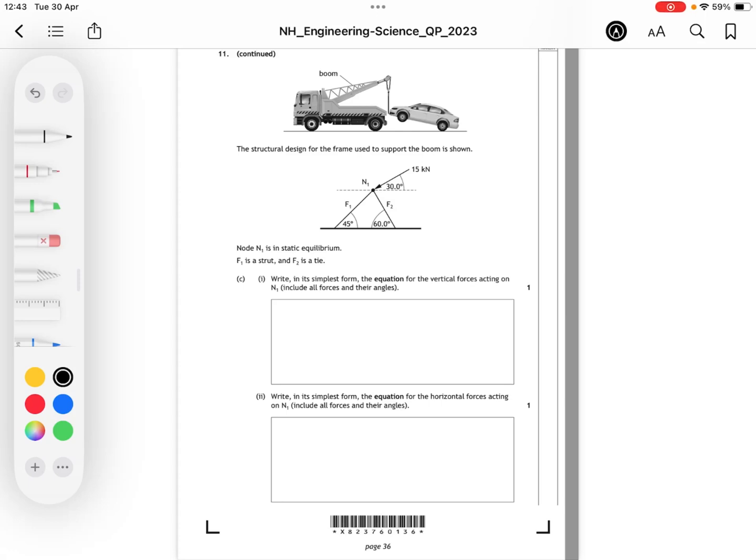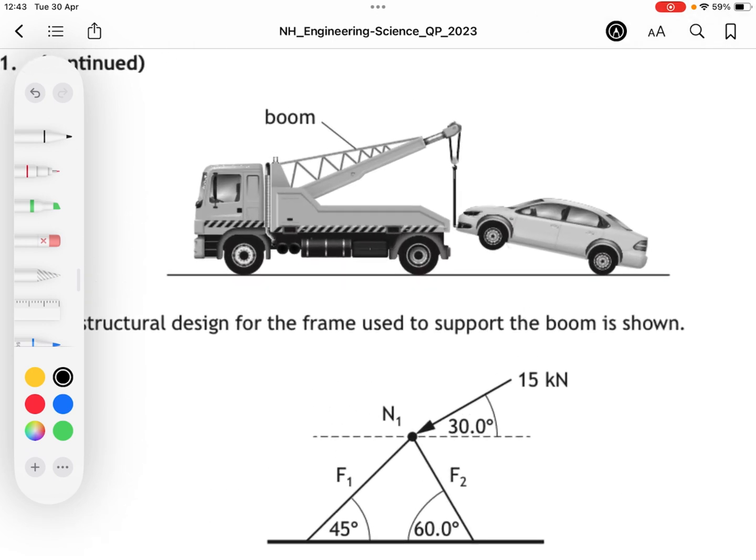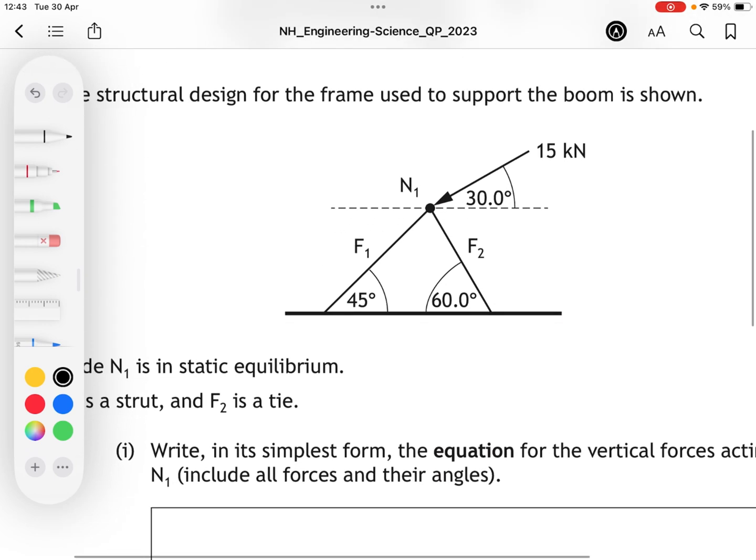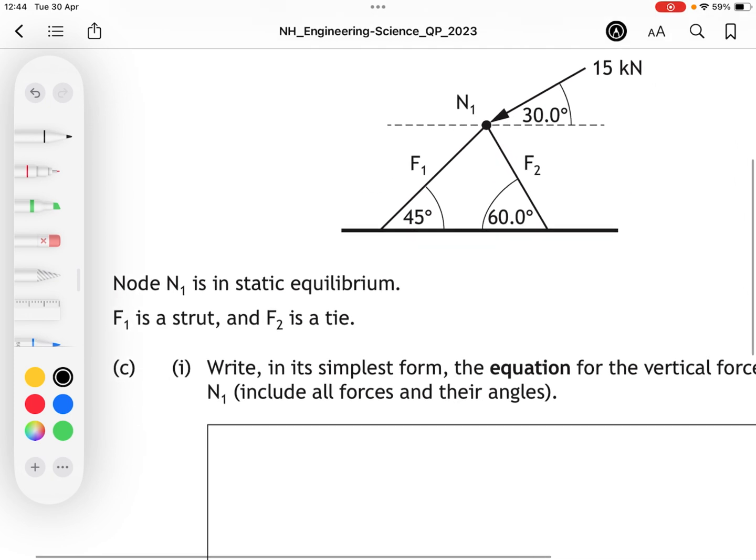This is question 11, part C, from the 2023 Higher Engineering Science paper. And in this bit, we're continuing with the structures theme, and we've got a design for the frame used to support the boom shown. Now, we've been talking in 11 about this tow truck, and now we are given this point here where we are told that N1, that node, is in static equilibrium.